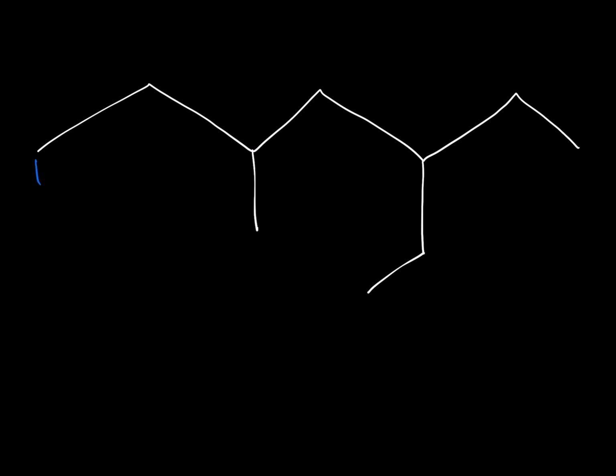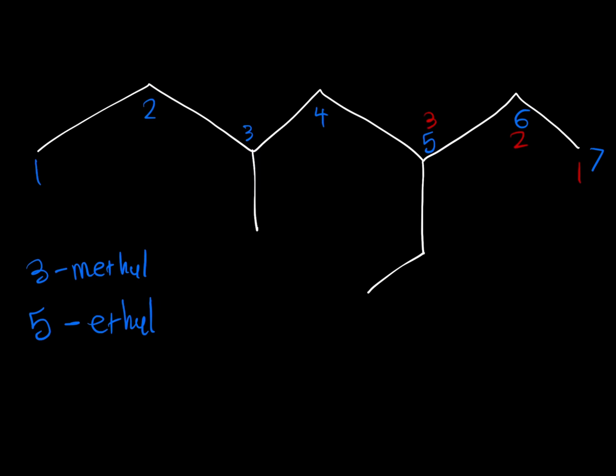If we start counting from left to right, we're going to get a 3-methyl and a 5-ethyl. If we count right to left, we're going to get a 3-ethyl and a 5-methyl. Which one do we want?